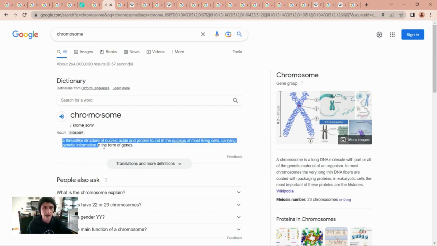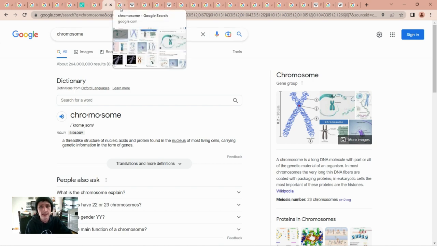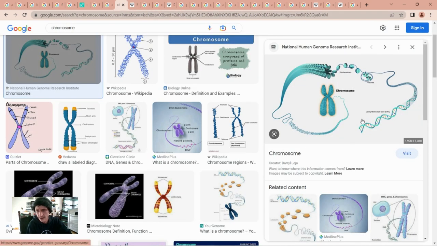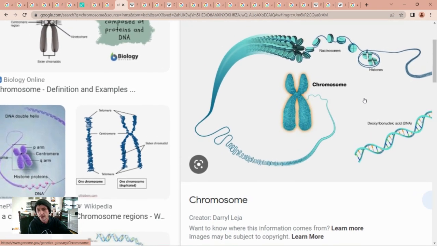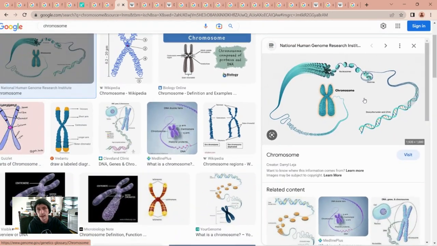A chromosome is a thread-like structure of nucleic acids and proteins. You can disregard the nucleic acids and proteins; we're just trying to stay up with the concepts as we run through it. It's found in the nucleus of most living things. So there are chromosomes in the nucleus, in the spore, and that's where the DNA is. A chromosome is essentially DNA, wound up around histones and nucleosomes.